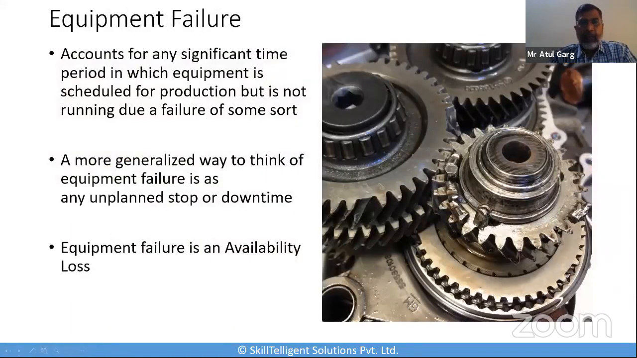The second one he focuses on is equipment failure. So how do you manage equipment failures? What is equipment failure? Normally, equipment failure accounts for any significant period of time in which the equipment is scheduled for production but is not running due to a failure of some sort. Or, in a more generalized way of thinking, equipment failure is any unplanned stop or downtime. Equipment failure is nothing but an availability loss. Examples of common reasons for equipment failures include tooling failures, breakdowns, and unplanned maintenance.